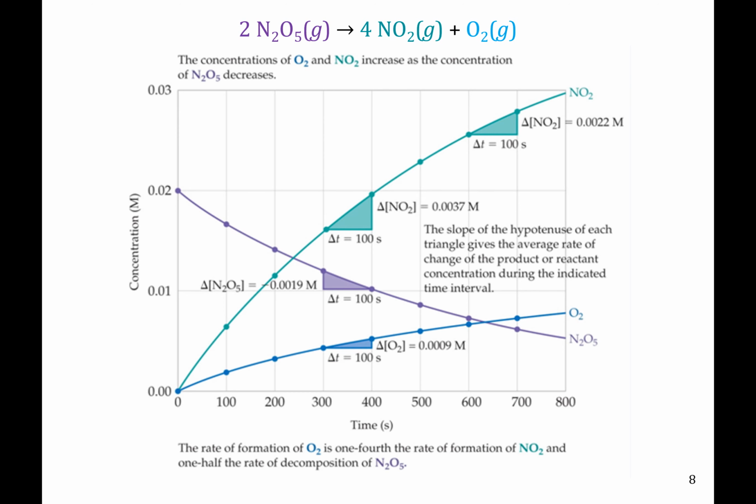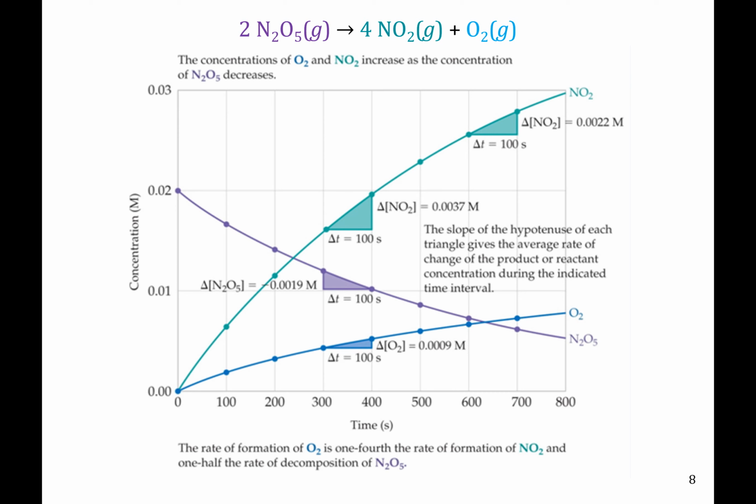What we can look at with this is that at different points in the reaction, the rate is different. If we were to measure the instantaneous rate of the reaction at different points, we would get slightly different rates. In other words, the rate of decrease here is not necessarily the same as the rate of decrease here. The rate of increase here is not necessarily the same as it is here. We can also see that the rate of increase of NO2 is not necessarily the same as the increase of O2.